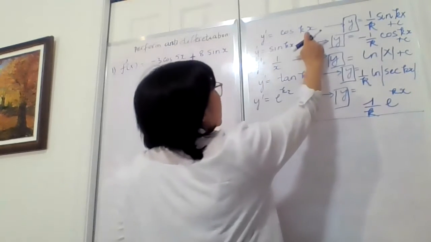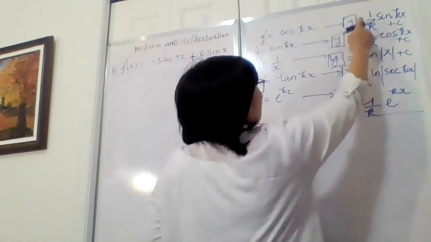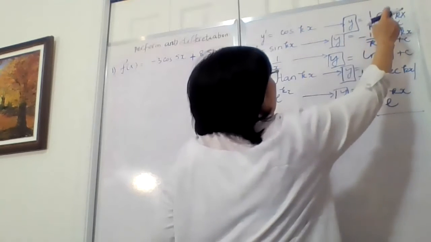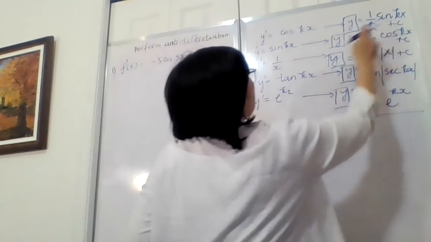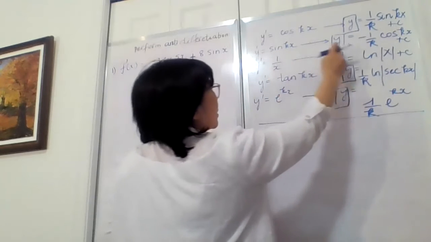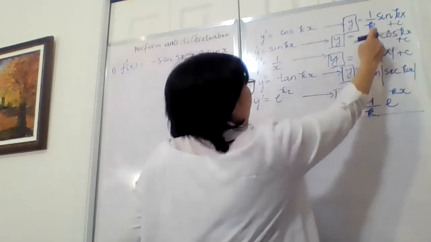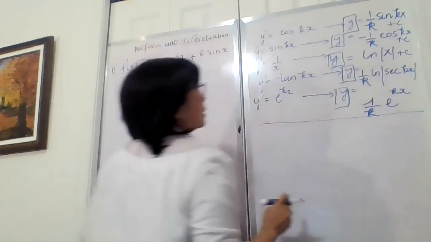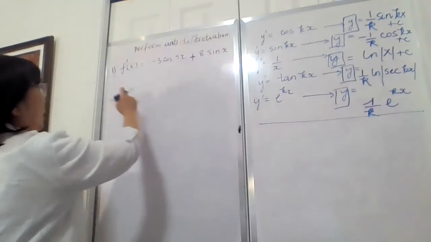If we have y prime equals cos kx, the formula says y will be equal to 1 over k sin kx plus c. If we have y prime equals sin kx, the original y equals minus 1 over k cos kx plus c. So let's apply that and do it here.